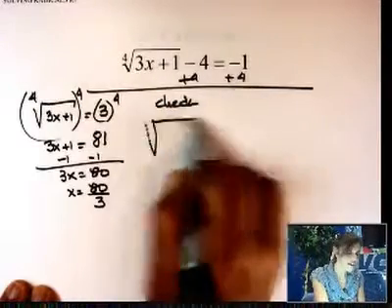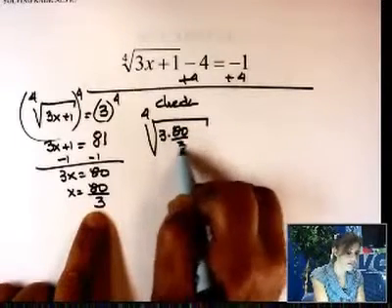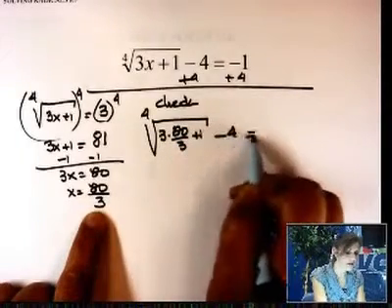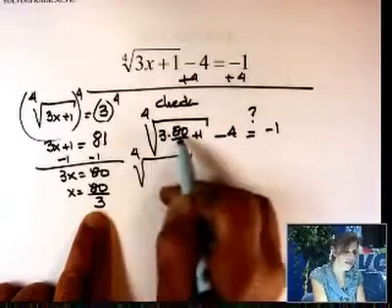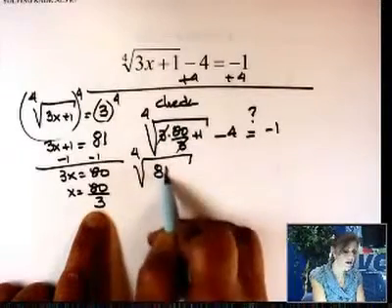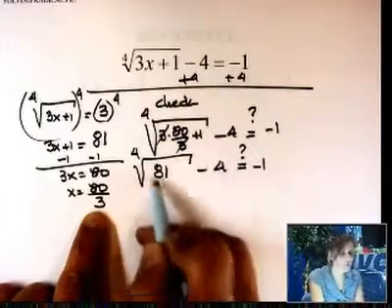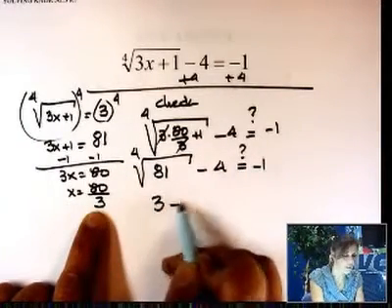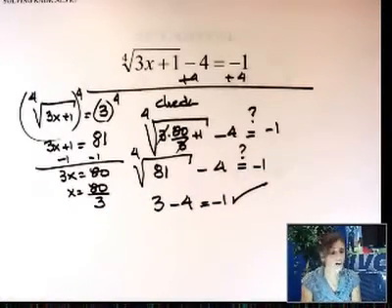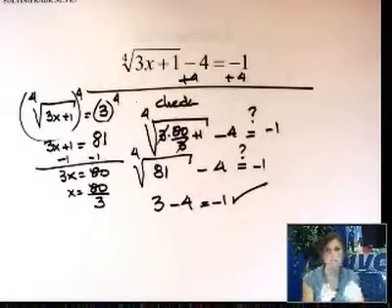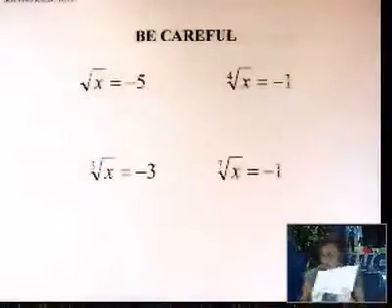So let's look at it. Is the 4th root of 3 times, instead of x, put 80 over 3, plus 1, minus 4 the same as negative 1? I don't know. This one will give me 80 plus 1, 81, minus 4. Is that negative 1? The 4th root of 81 is 3, minus 4. It looks like negative 1. Check. It did work. Okay, so what did you learn? Higher powers: 4th root, 4th power, 5th root, 5th power. Okay, I think I can handle that.